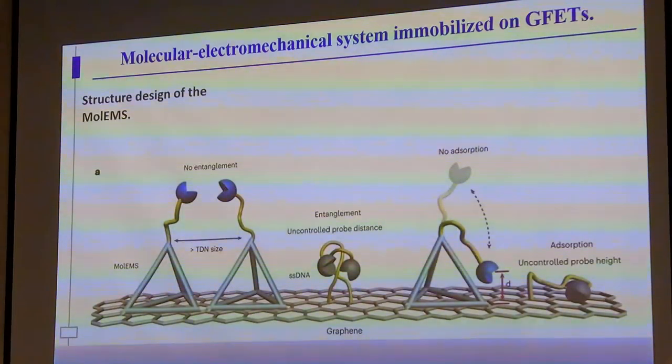Here you can see the advantage of this particular device over a standard device. In a standard device, the distance is uncontrolled, so there is no control over the distance. But in this case, you are able to precisely control the distance. The second is the probe height: uncontrolled in a standard device, but here you have a very controlled probe height. So there are some very specific features about this device.